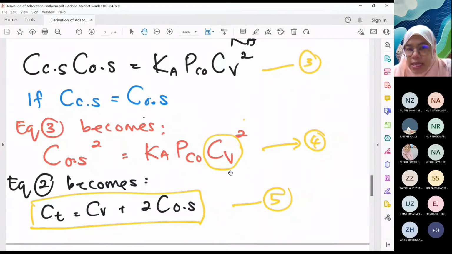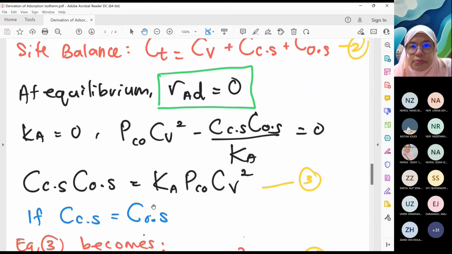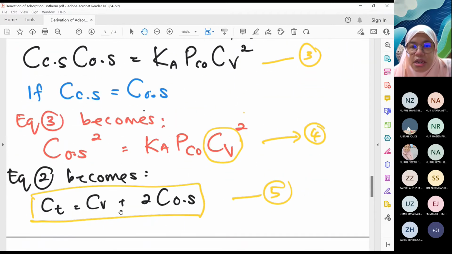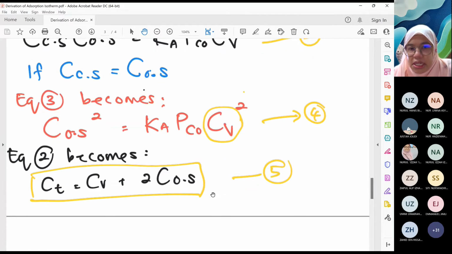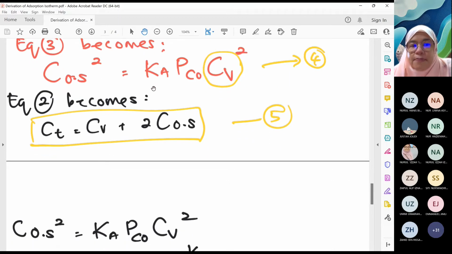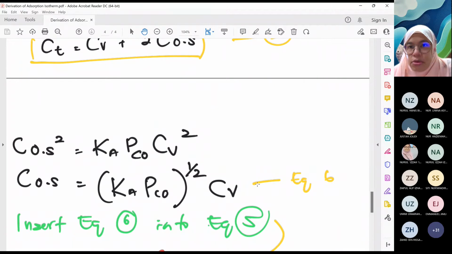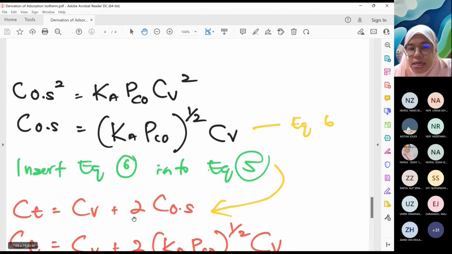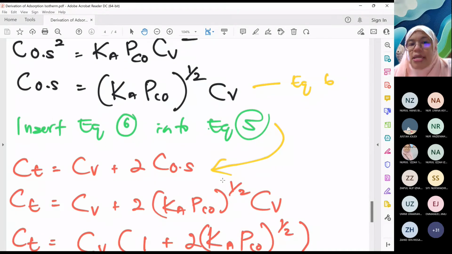So from the site balance, we substitute. Where is the site balance from earlier? C_C·S plus C_O·S, and we know that the concentration of C·S is similar to C_O·S. So substituting, it becomes two C_O·S. And then C_O·S equals this one, equation 4, but this is C_O·S squared, so take the square root. Then we get equation 6. So equation 6 is inserted into equation 5, and we get the new site balance equation.